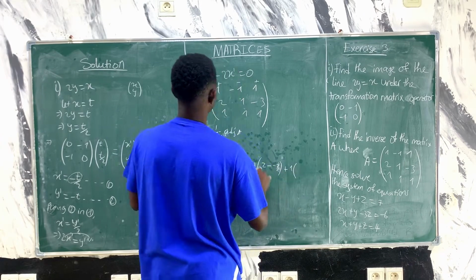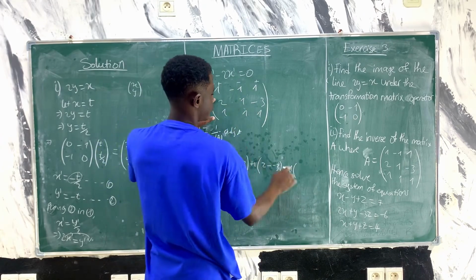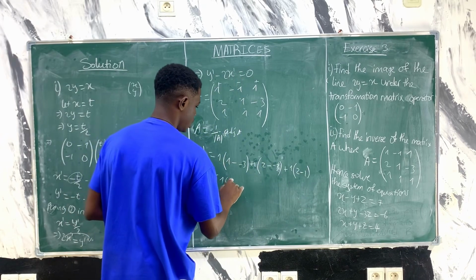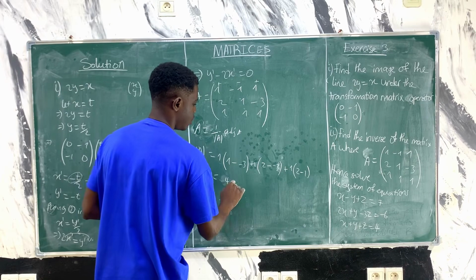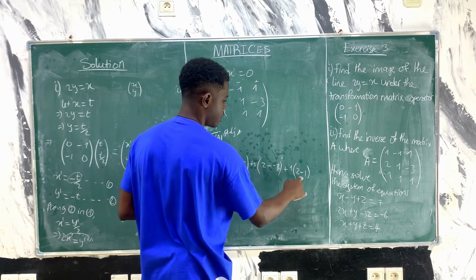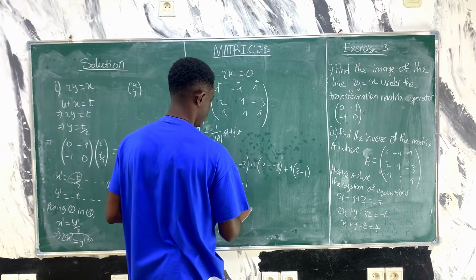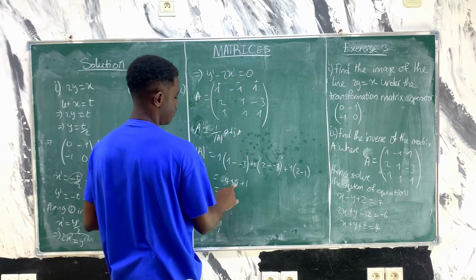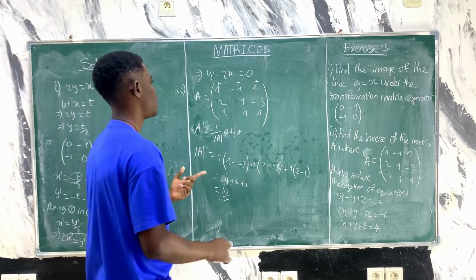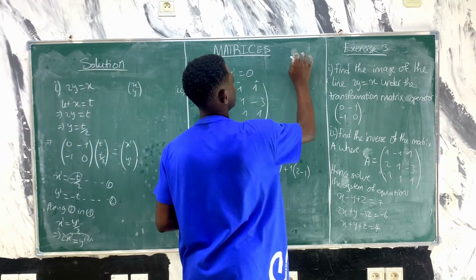Plus 1 into, I cancel this and I cancel this, I have 2 minus 1. So I'll be left with 1 into 4. So it is 4, here it is, plus 5, here it is, 2 minus 1, plus 1. So it is 5 plus 5, 10. So my determinant is 10. I'll keep it somewhere here.